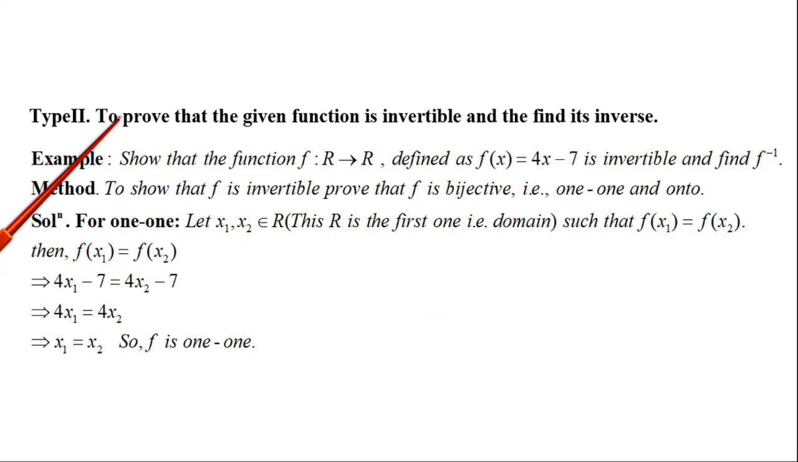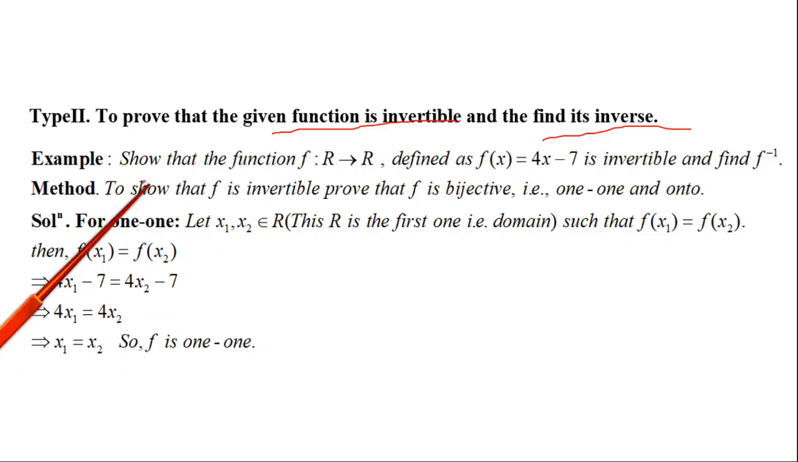Now type 2. Sometimes only a function is given to you, so first you need to show that the function is invertible, and then you need to find the inverse. Once you have shown that the function is invertible, to find the inverse you follow the same procedure as in the previous example. And to show whether the function is invertible or not, we have to see whether the function is one-one and onto or not.